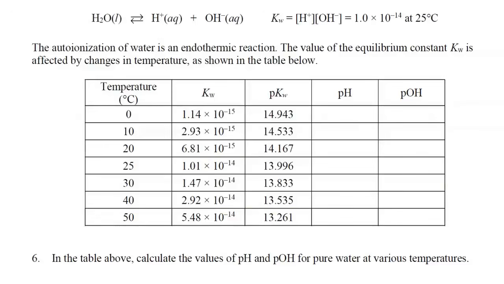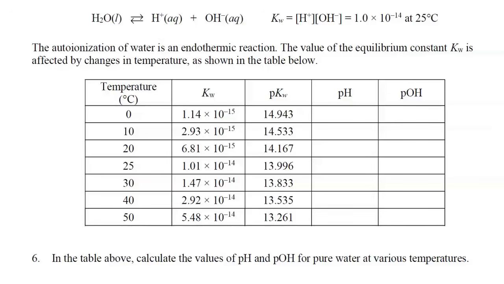So at the top of this slide, I have the simplified version of the equation for the autoionization of water. It shows water on the left and the ions H+ and OH- on the right. The Kw for this reaction is equal to the product of the concentration of H+ times the concentration of OH-. And at 25 degrees Celsius, the value of Kw is 1.0 times 10 to the negative 14. The autoionization of water happens to be an endothermic reaction.